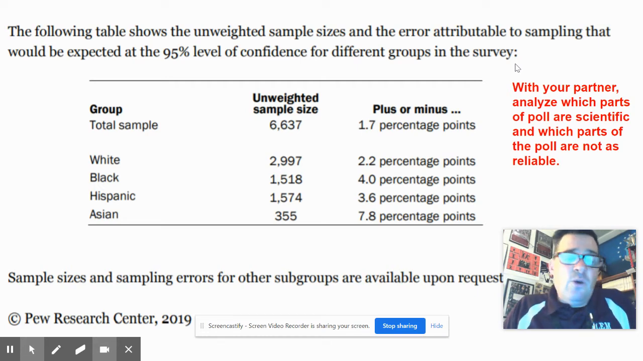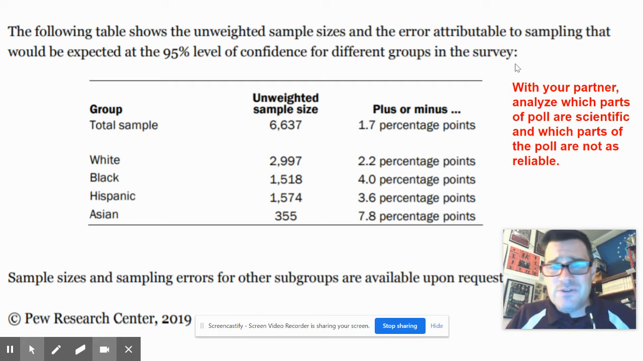So here's an example. What's really good about this poll is the sample size. It's massive. Remember, a good sample is 800 to 1,000. This has 6,600 people. So the margin of error is 1.7%. That's amazing, so really, really good here. And then on the other side, the demographic groups, white, black, Hispanic, look pretty good. However, the problematic part of the poll is the Asian group, only 355.